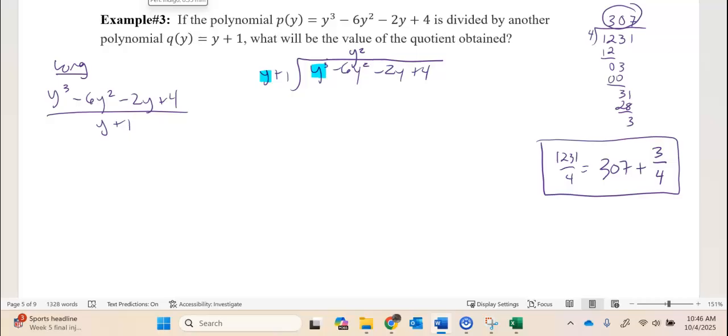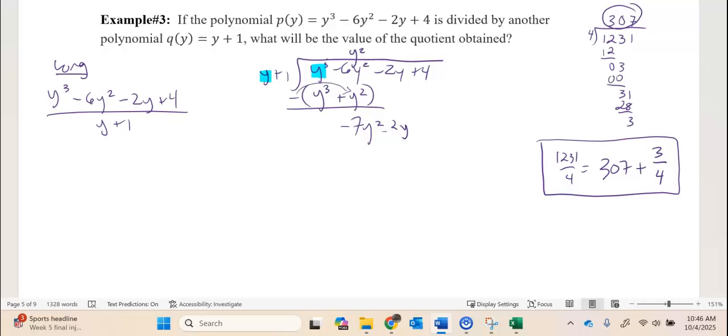because y squared times y is y cubed. So just like with the numbers, I take this and I multiply it by the y plus 1. So y squared times y plus 1 is y cubed plus y squared. And then I subtract. And this first term should always go away when I do this. y cubed minus y cubed is 0. Be careful with this next one because it goes negative 6y squared minus y squared. So it's negative 7y squared. You have to subtract. Bring down the 2y. And then you repeat.